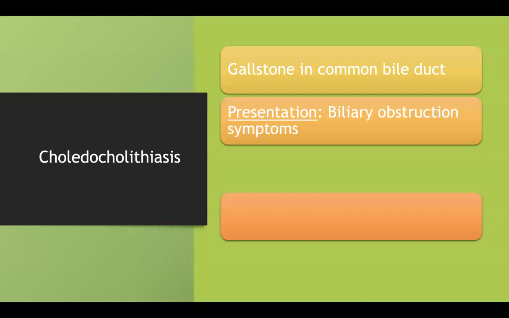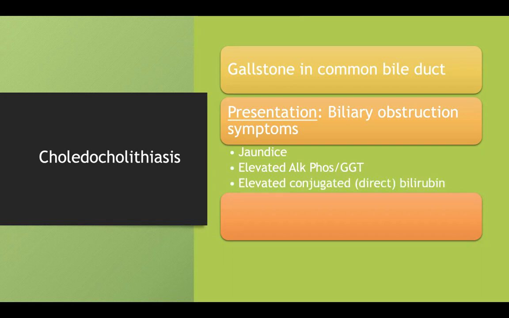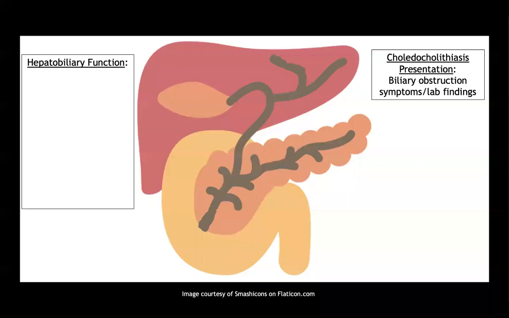So this will present with biliary obstructive symptoms, which we've talked about a lot earlier in this lecture in the physiology section. So this can cause jaundice, elevated alkaline phosphatase or gamma glutamyl transferase, elevated conjugated or direct bilirubin. And remember, it can cause all those other symptoms that we discussed earlier today too, like the dark urine, increased cholesterol, among other things.